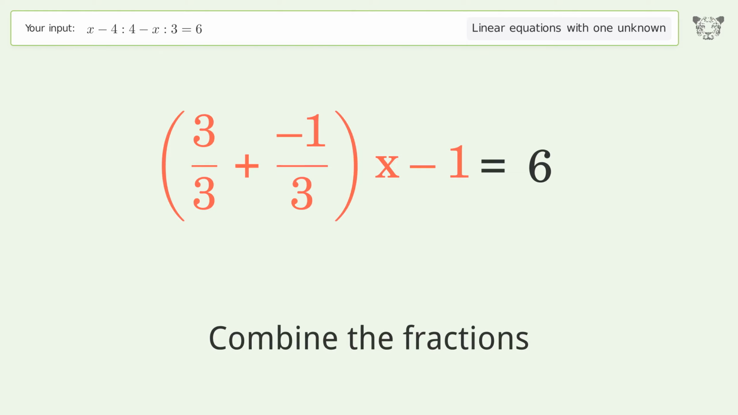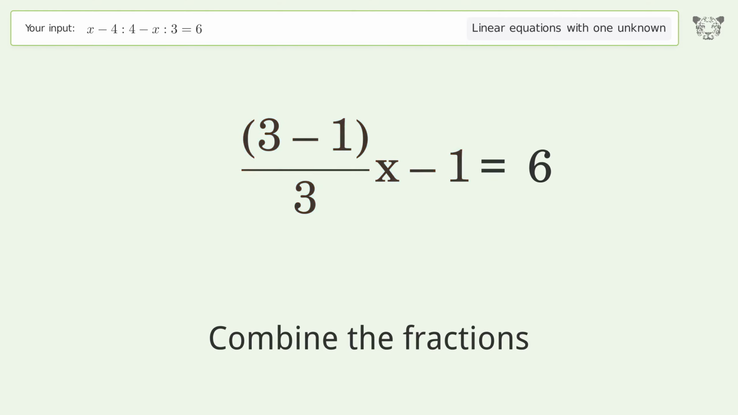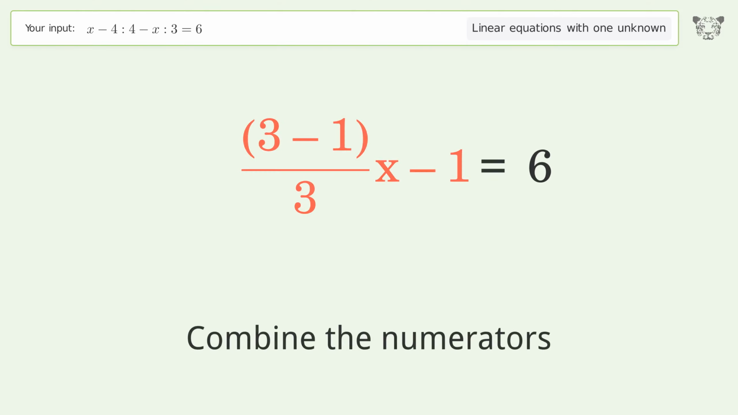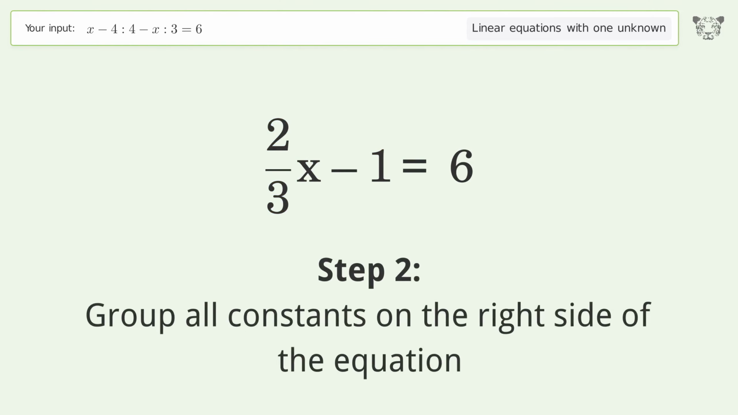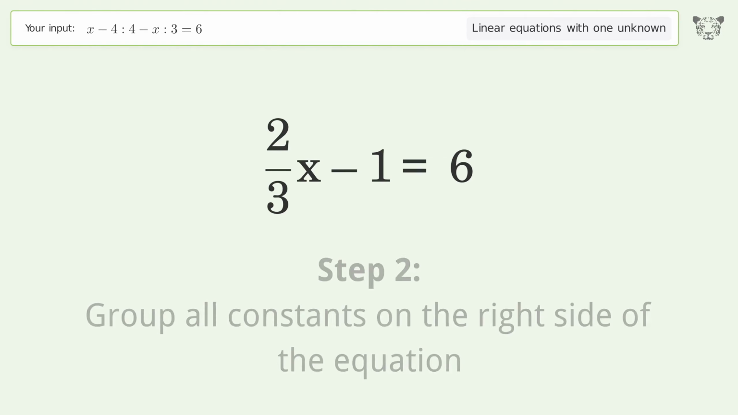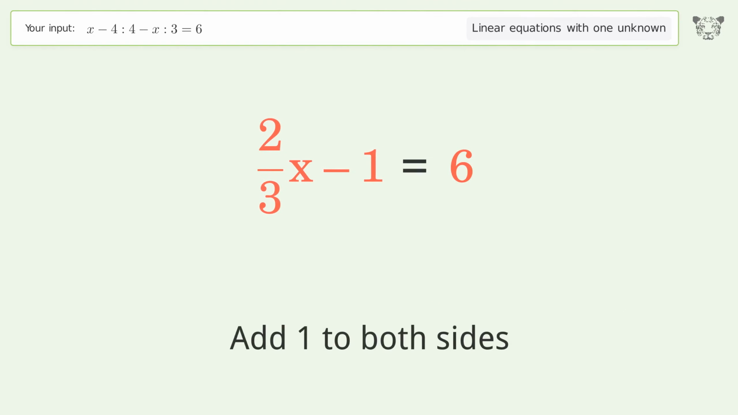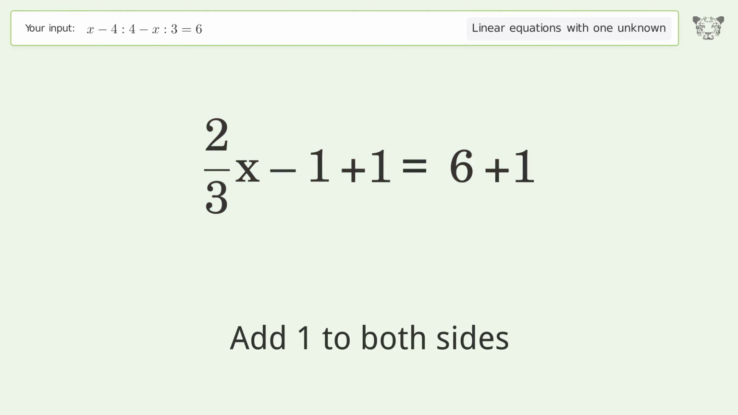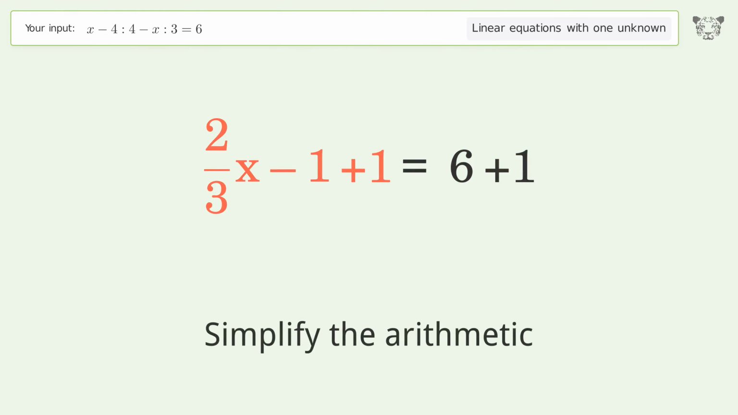Convert the integer into a fraction. Combine the fractions. Combine the numerators. Group all constants on the right side of the equation. Add 1 to both sides. Simplify the arithmetic.